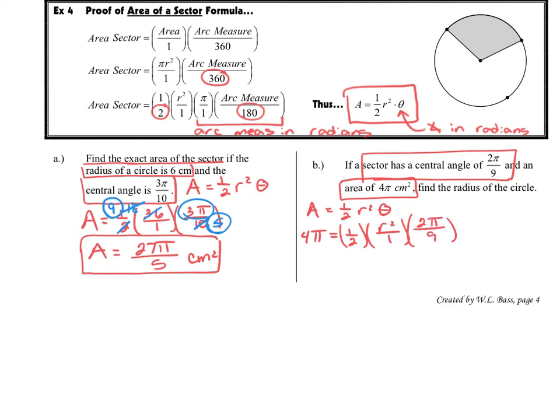So we can start cleaning some things up. The 2's are going to cancel. I can see mathematically that these pi's are going to cancel. So I'm going to multiply both sides by 9. So I'm going to get 36 equals r squared. So my radius is simply 6 centimeters. So again, just a lot faster than trying to convert that 2 pi over 9 to degrees and then work the old geometry formula backwards. So get comfortable with these two formulas, and we'll do some more practice.